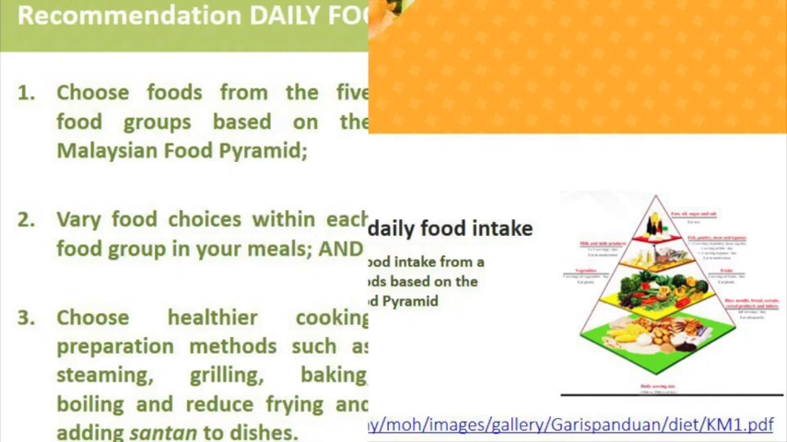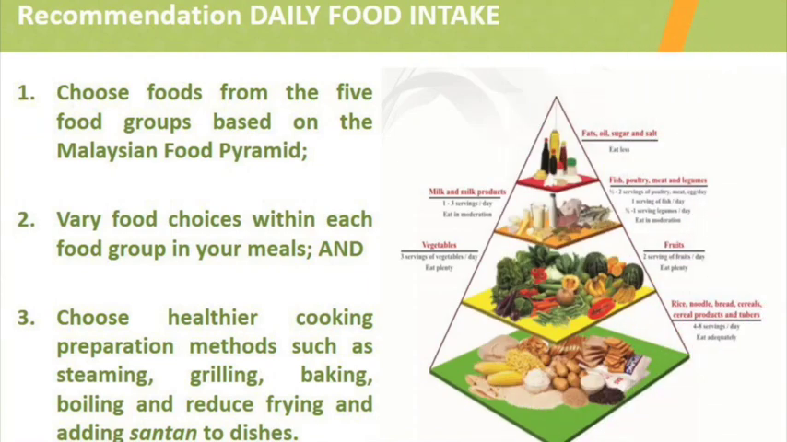To ensure your body gets all the nutrients needed, choose foods from 5 food groups based on the Malaysian Food Pyramid. Here are some recommendations on how to achieve this. First, choose foods from the 5 food groups based on the Malaysian Food Pyramid. Second, vary food choices within each food group in your meals. And third, choose healthier cooking preparation methods such as steaming, grilling, baking, boiling and reduce frying and adding santan to dishes.